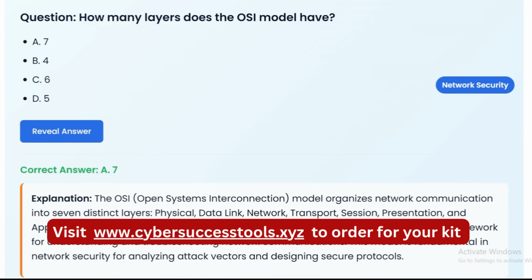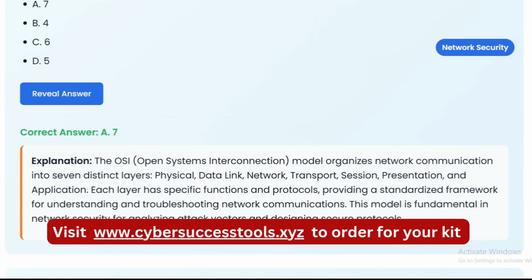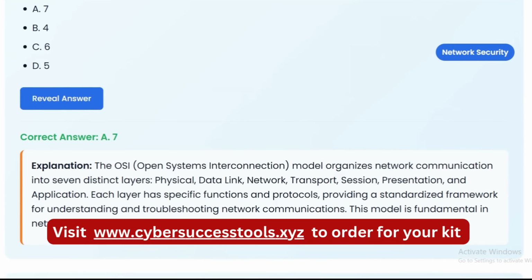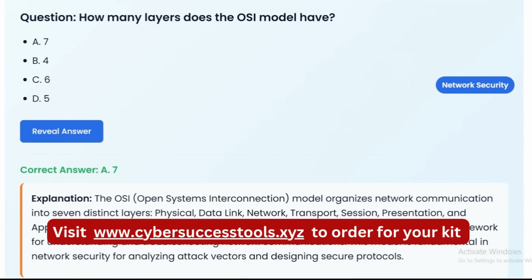There is another model that is often used that has 4 layers, that groups all these things into 4 layers, but the OSI model actually makes use of 7 layers. Each layer has specific functions and protocols, providing a standardized framework for understanding and troubleshooting network communication. This model is fundamental in network security for analyzing network vectors and designing secure protocols.